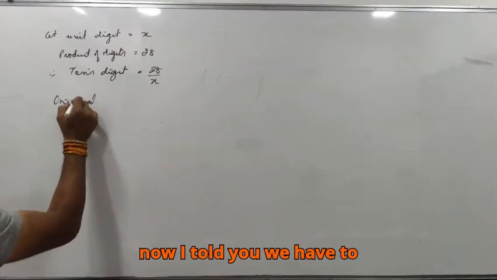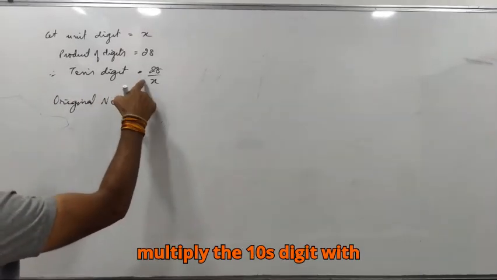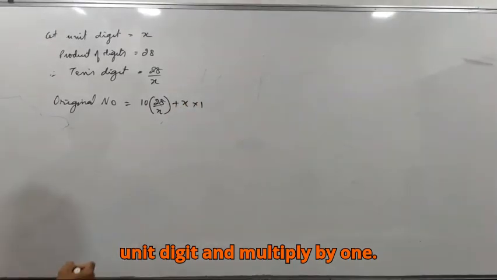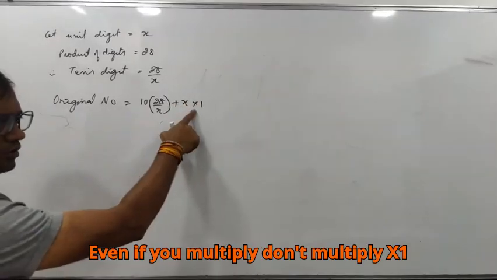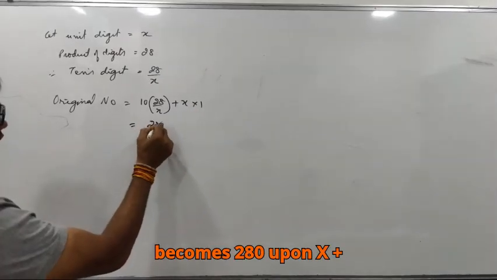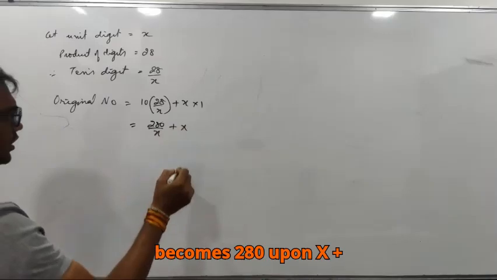Just now I told you, we have to multiply the tens digit with 10 and add the unit digit multiplied by 1. Even if you don't multiply by 1, it's one and the same. So this becomes 280 upon x plus x.